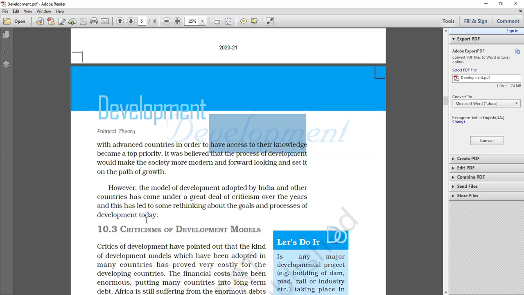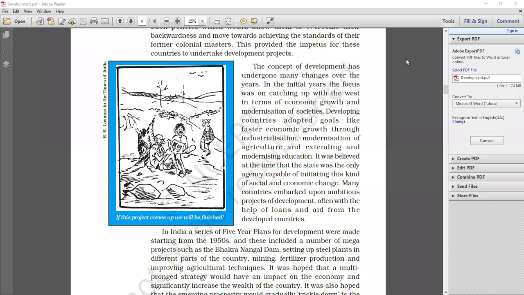Okay, so there is a cartoon mentioned in this page, and this is designed by R.K. Lakshman. Okay, if this project comes up, we will be finished. Just look at this picture very carefully. What it is showing now, and what they are thinking after reading this. This is a newspaper. Okay, and they have read some news. Okay, maybe some project news, or you can say the dam. Government wanted to make a dam. Now these are some of the poor people, what they are thinking about: if this project comes up, we will be finished.